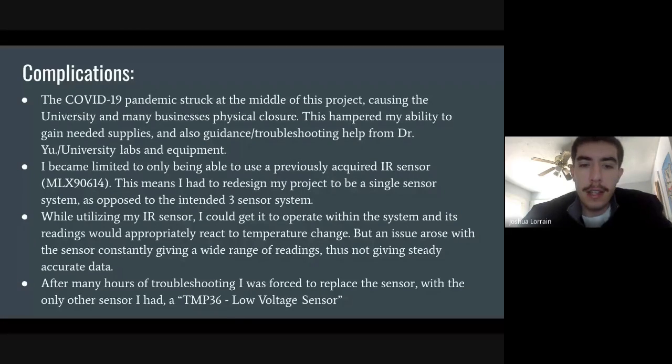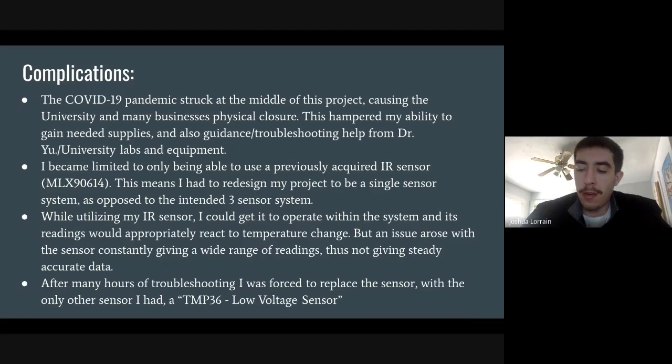But while utilizing this IR sensor, I could get it to operate within the system, and it was working. It would appropriately react to temperature change. It could tell if, say, I held a lighter above it, the readings went up. It was acting appropriately, but it was giving me a wide range of readings. It wasn't static at all. It was constantly fluctuating. We couldn't lock it in.